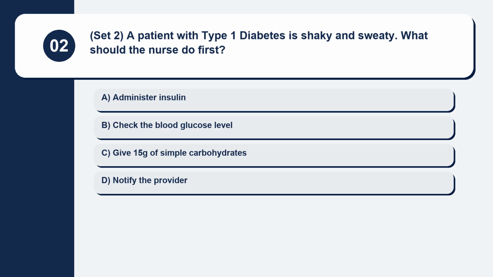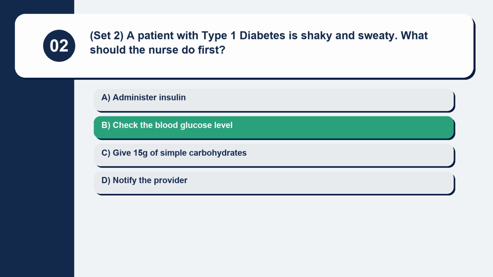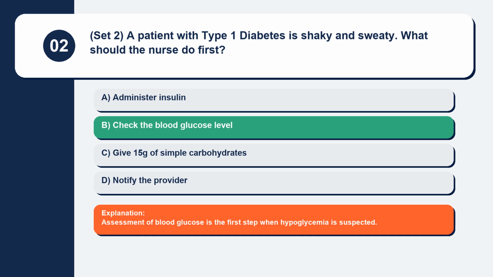Question 2. Set 2. A patient with type 1 diabetes is shaky and sweaty. What should the nurse do first? Administer insulin, check the blood glucose level, give 15 g of simple carbohydrates, notify the provider. Assessment of blood glucose is the first step when hypoglycemia is suspected.